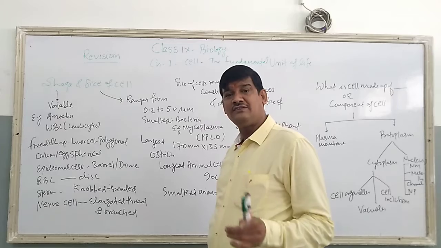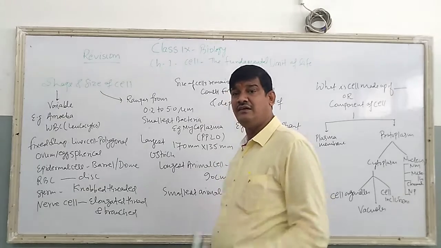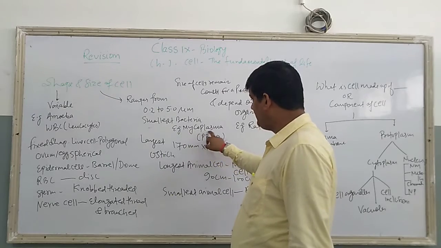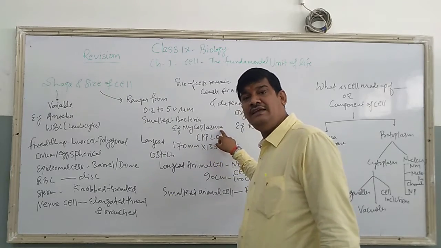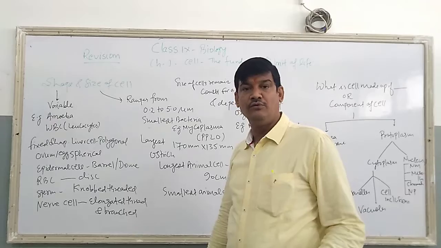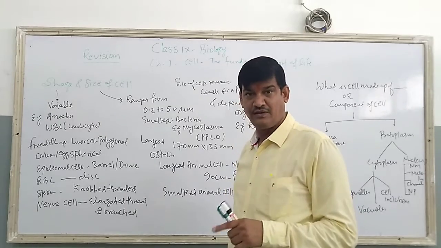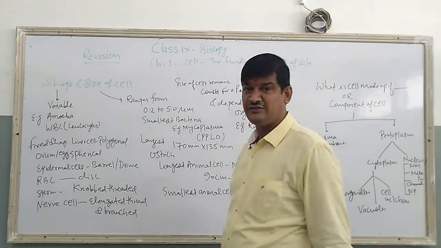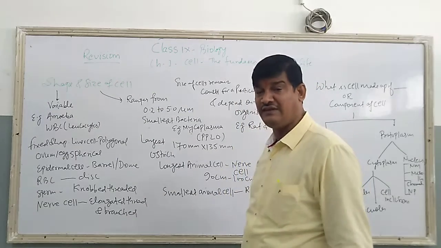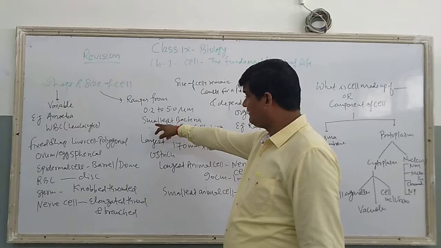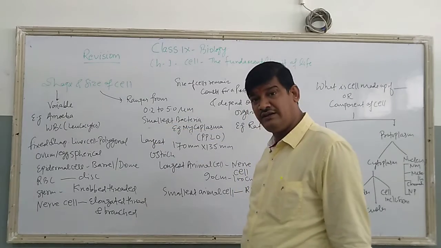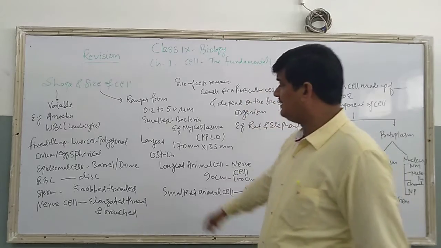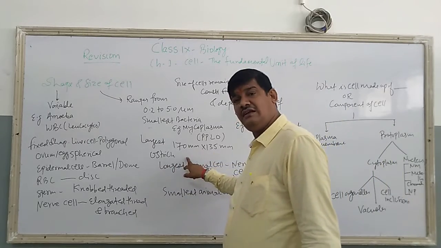mycoplasma. Mycoplasma is a free living cell, and it is the smallest one, and it is normally called PPLO, pleuropneumonia-like organism. So mycoplasma is also known as PPLO, and it is the smallest free living cell. So the bacterial cell is also among the smallest. Now come to the largest cell. The largest cell is the ostrich egg cell.